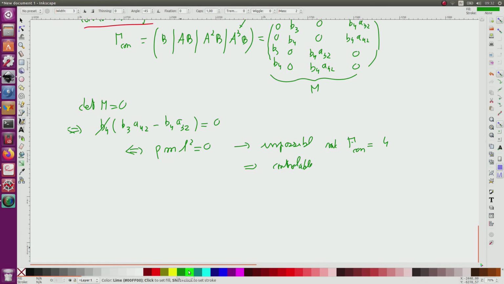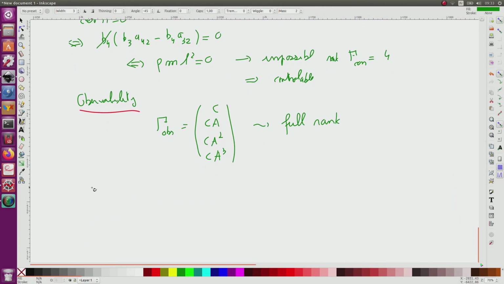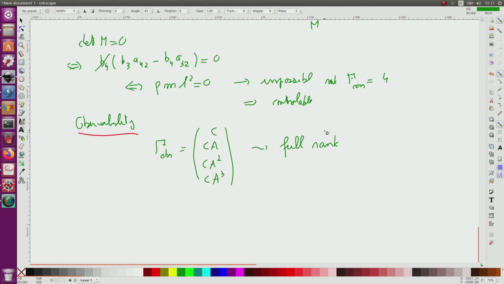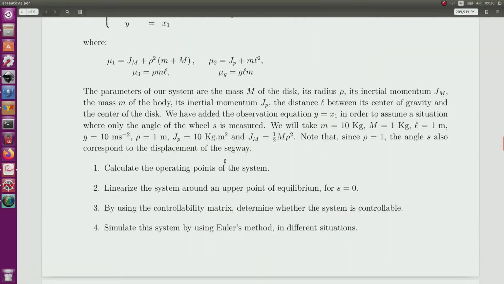Normally, I should check for the observability. For this, I need to check that the observability matrix, which is given by C, CA, CA square, which is also square, is also full rank. I will not do it here, but it is the case. So from this, I have the matrices A, B, and C that are given by my linear approximation, and I know that I will be able to compute a regulator for this. Question number 4, simulate the system by using an Euler method.